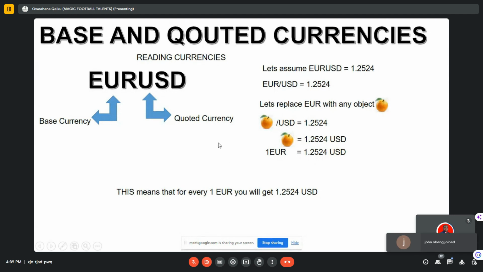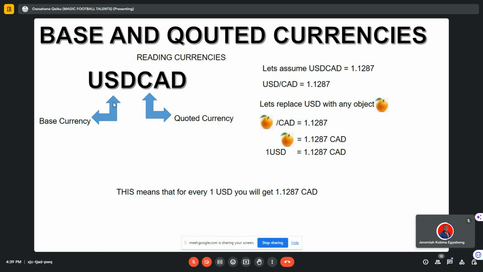We read the currency pair as the first currency, the base currency, and the second currency, the quoted currency. So this means that for every 1 euro, you will get 1.2524 US dollars. The first currency is the base currency, and the second currency is the counter currency. Take another example: US dollar is the base currency, and the Canadian dollar is the counter currency.